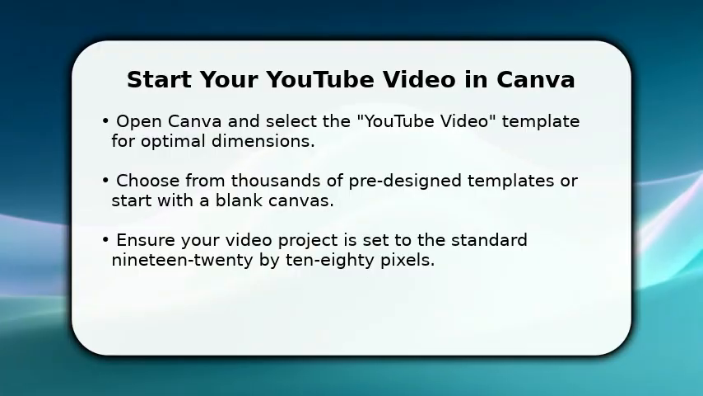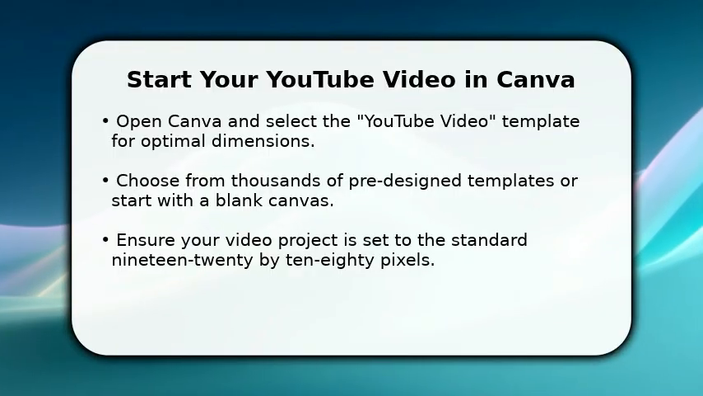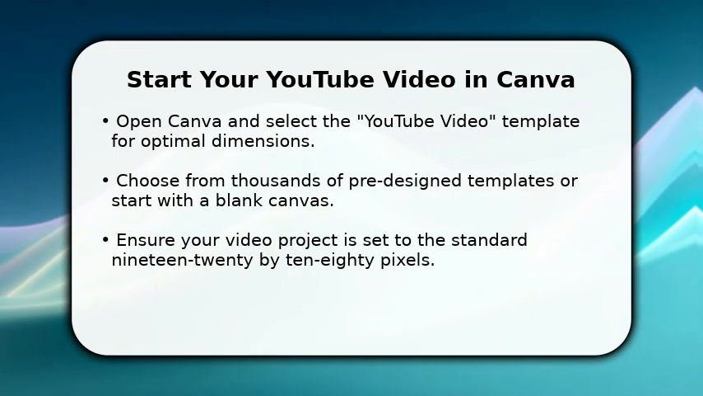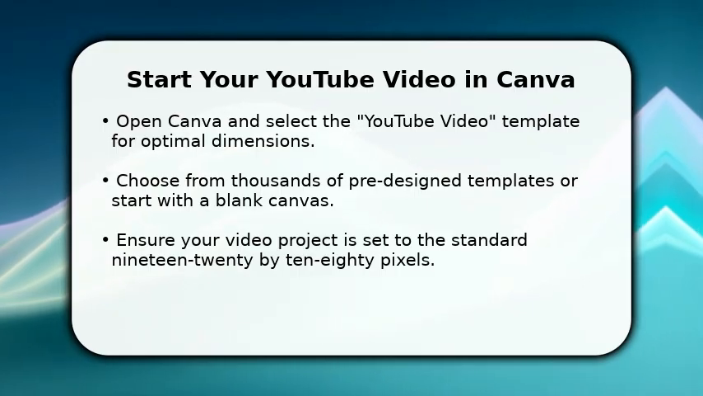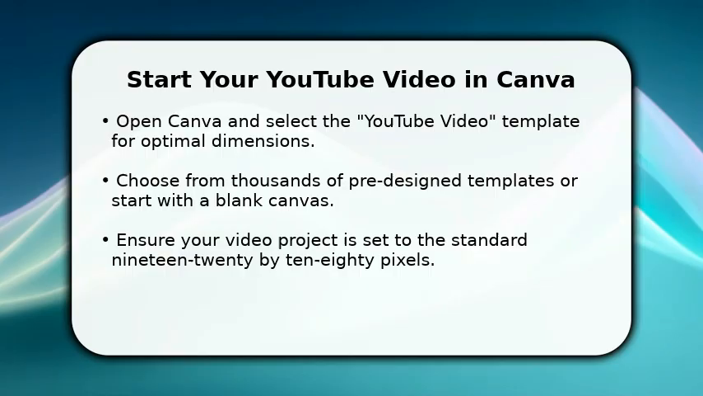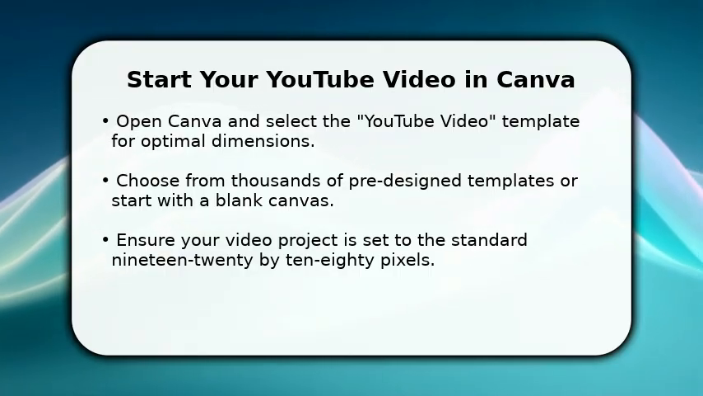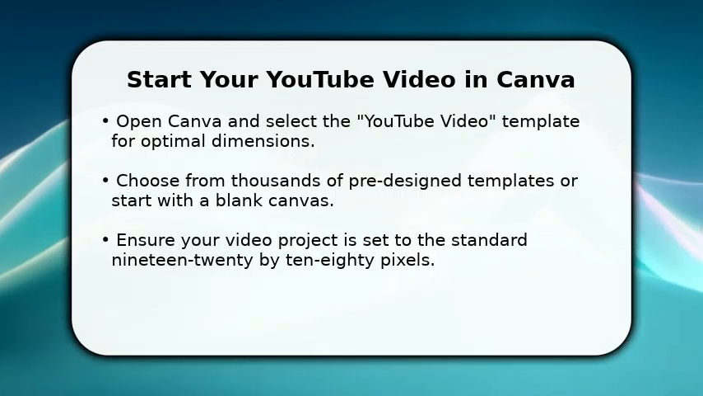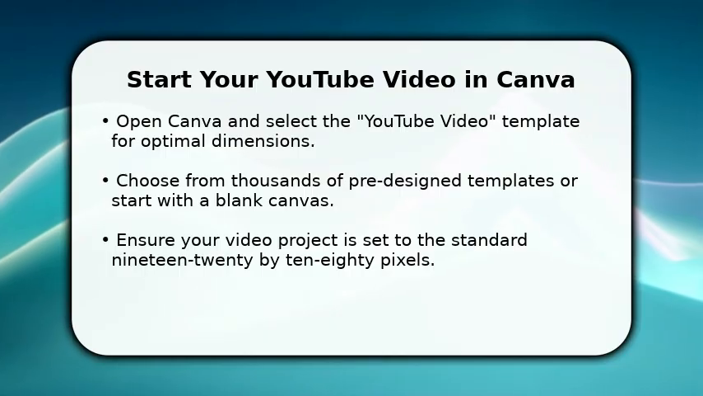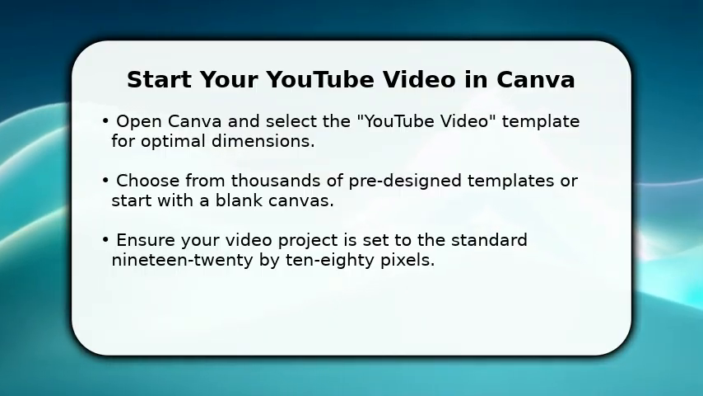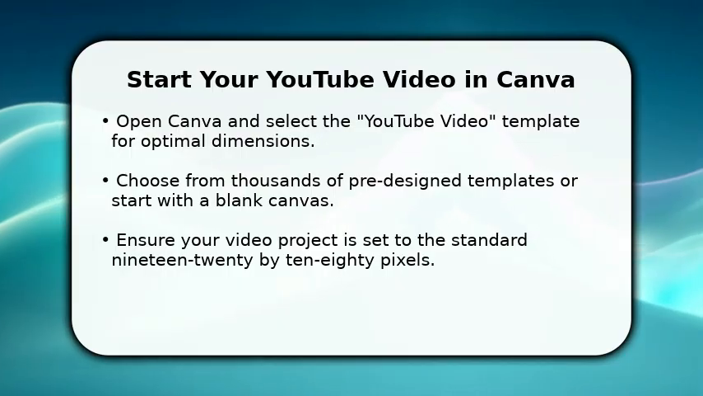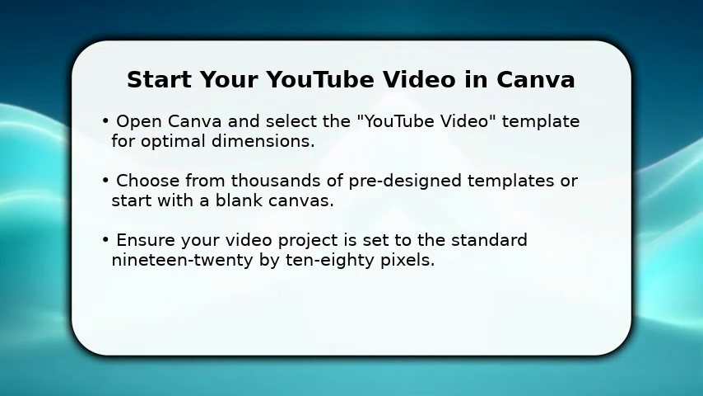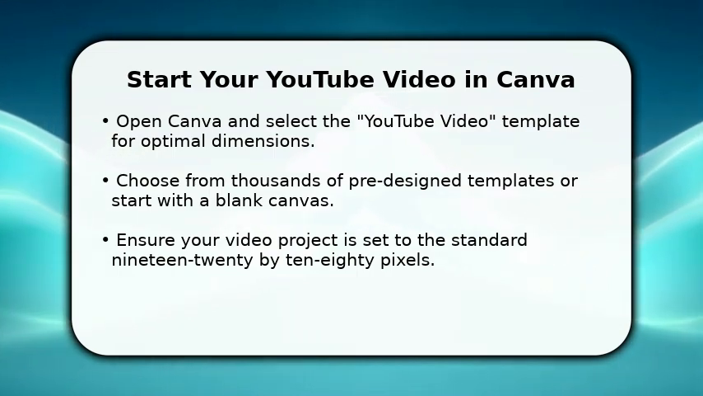Enjoy the video. In this video, I will explain how to use Canva to make YouTube videos. First, navigate to Canva and search for YouTube video to access the correct template. This ensures your project is automatically set to the ideal dimensions of 1920 by 1080 pixels, perfect for high-definition viewing. You can then browse through thousands of professionally designed templates or begin with a completely blank canvas to unleash your creativity. This initial step is crucial for a smooth and efficient video creation process.